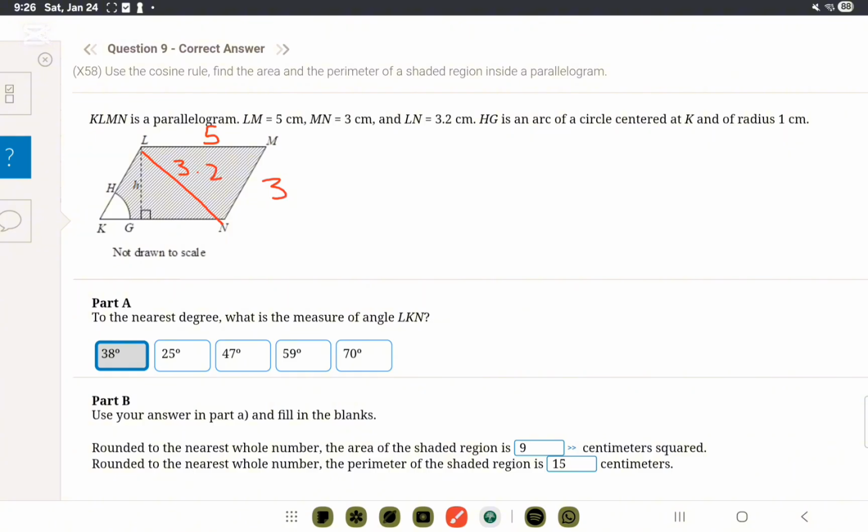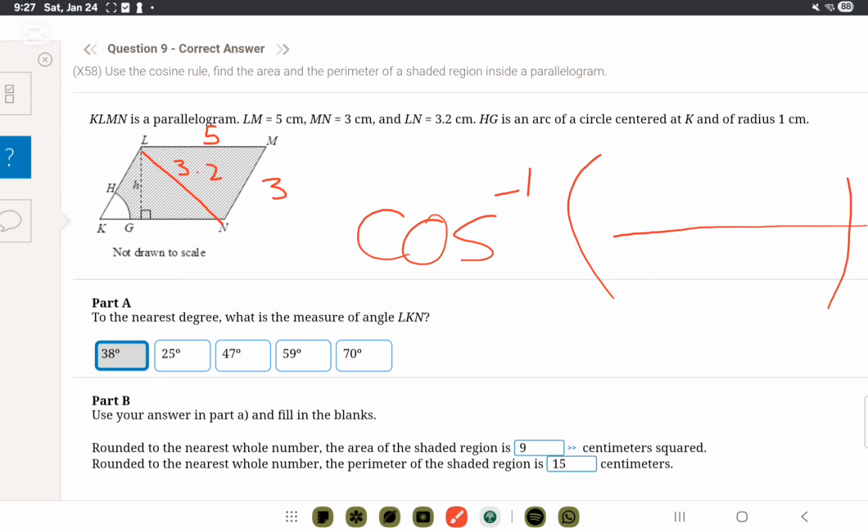Now, what you can do in this case is use the cosine rule, which is going to be side C. So what you do is cosine minus 1 inverse, which is a shift cosine on your calculator. By the way, this is the angle you're trying to find, LKN, which is this one.